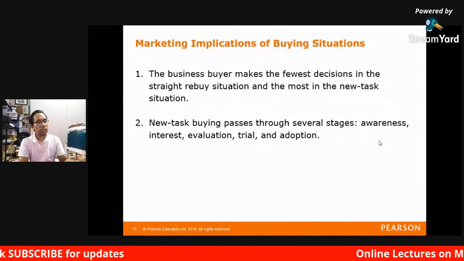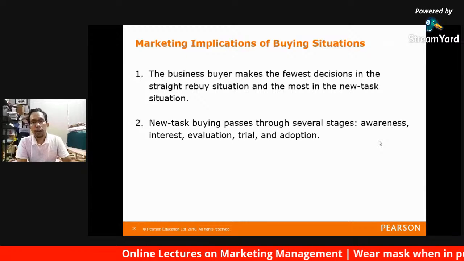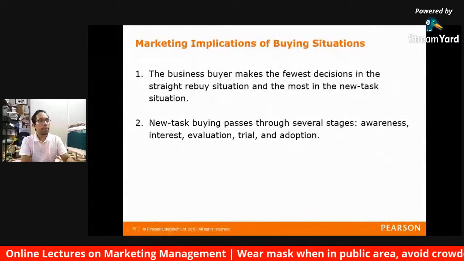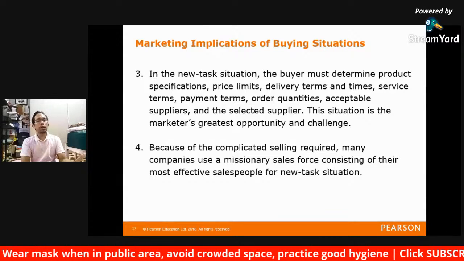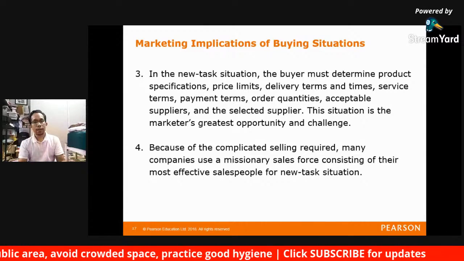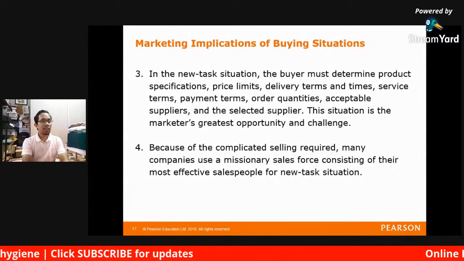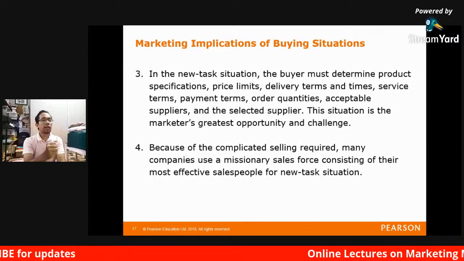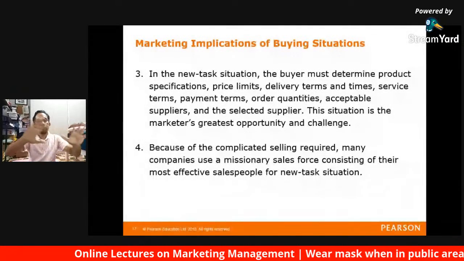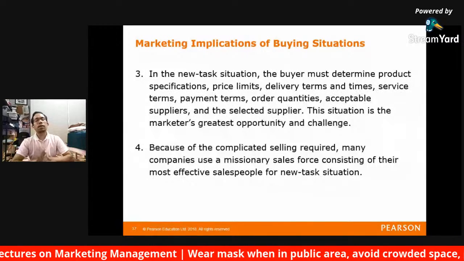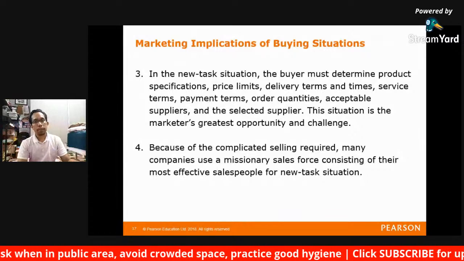The new task goes through several stages: awareness, interest, evaluation, trial, and adoption. In the new task also, the specification should be determined. You have no idea, so you need to start from scratch. The price limit, the terms and time, service term, payment term, order quantities, every single part of the buying process, you need to go through one by one.